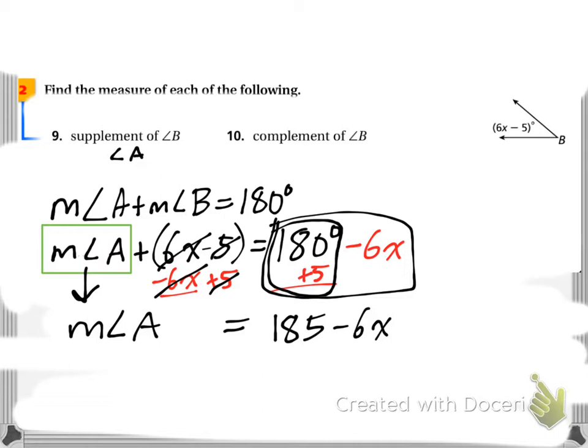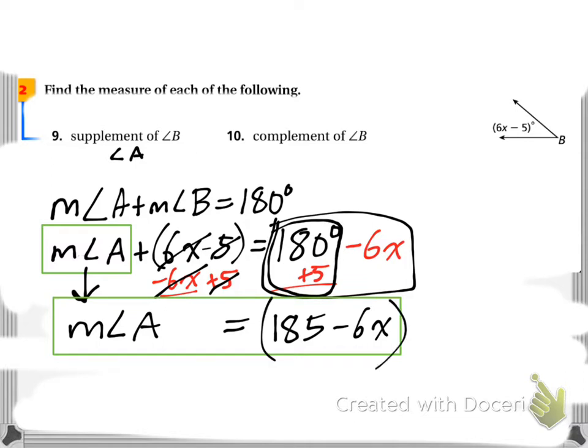And I know this answer doesn't look very pretty. I know it. We haven't really seen any answers that look like this. But what else can you do? You can't do anything else with this. There's no things to sub in for x. If there was, hey, that would be great. But there isn't. So that's your answer. The measure of angle A is equal to 185 minus 6x. And to make it look a little nicer, we could put parentheses around it and put degrees.